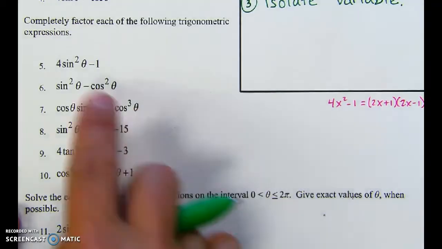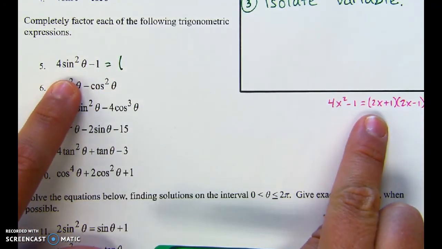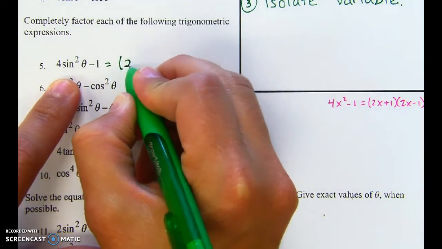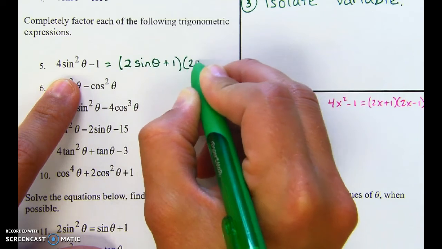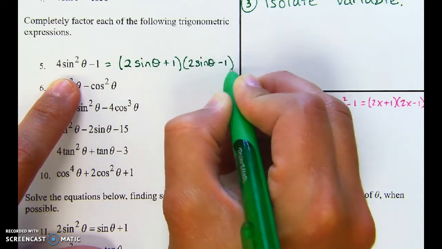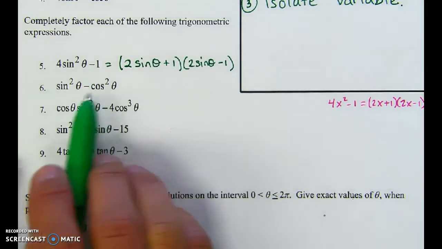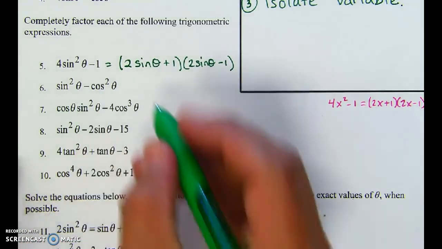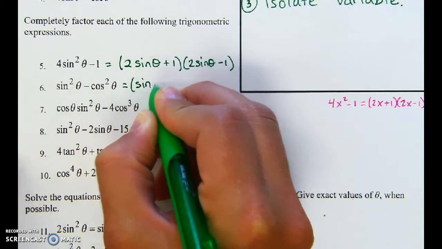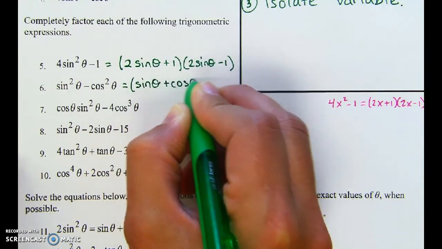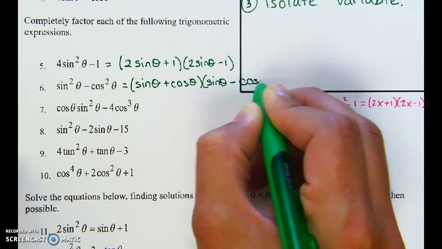But it's not an x, it's a sine. So we get to factor this. Wherever you put an x, we're just going to put a sine. So it's going to be 2 sine theta plus 1 times 2 sine theta minus 1. See how we factor that? This is a difference of 2 squares also. So just like x squared minus y squared. So we're going to have sine plus cosine times sine minus cosine.